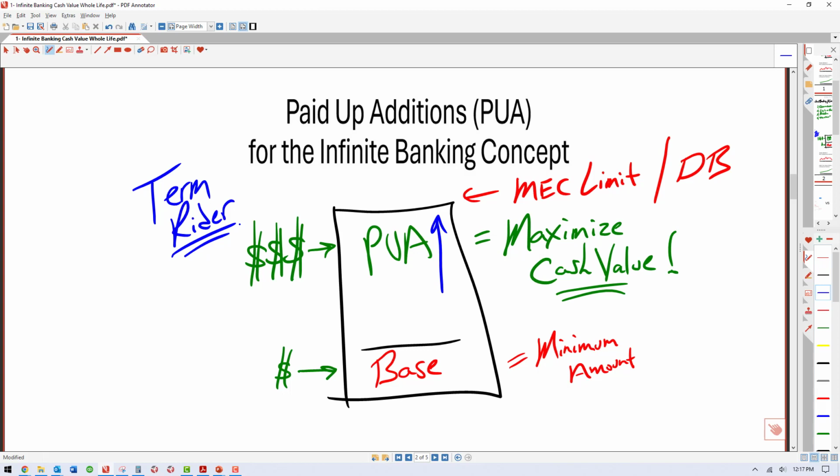But by adding the term rider, it raises the MEC limit so that you can get a lot of extra cash into the policy. All that you see here, this is the proper structure for the infinite banking concept. When you have a whole life policy with a minimum base, maximum PUA for cash value, and the term rider, you can be sure that you will have the most efficient whole life policy out there for you to be able to use for the infinite banking concept.